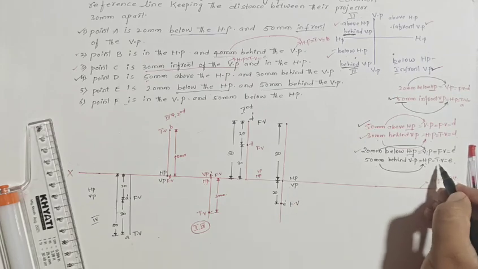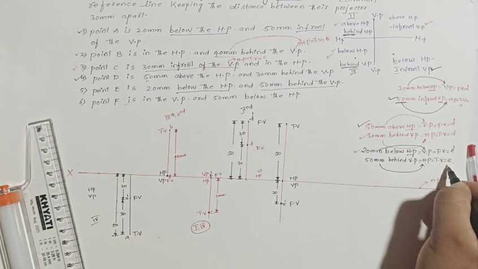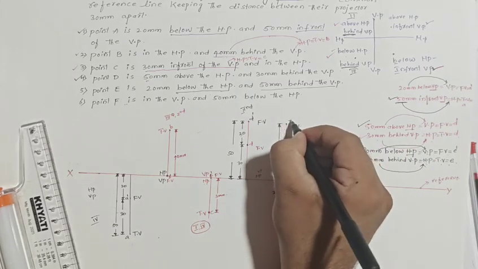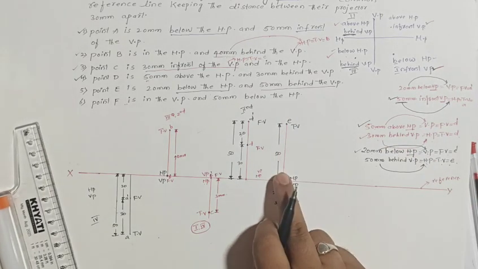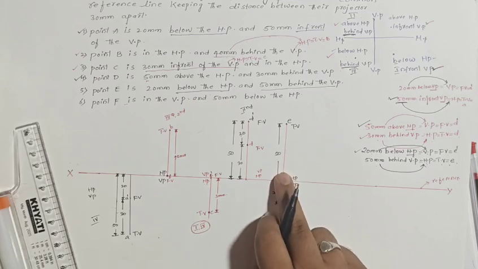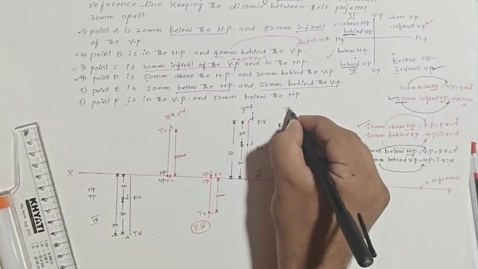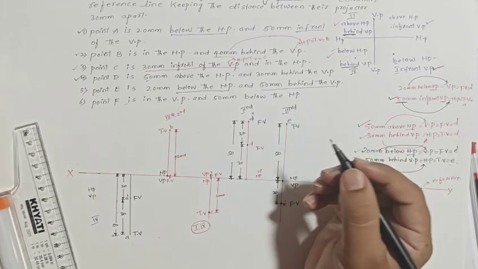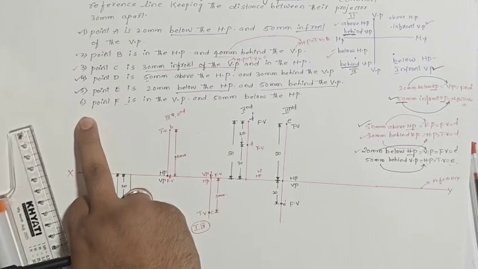Clear? 50 mm behind the VP means the resting on HP. On HP. HP what we can say? Top view. Top view it represent as E. Clear? So it lies in a which quadrant here? It lies in a third quadrant. Below and behind is lies in a third quadrant. Okay, E also completed. Come next one, the last one.